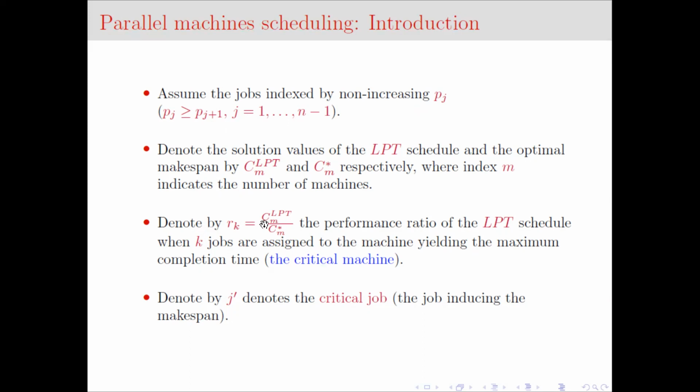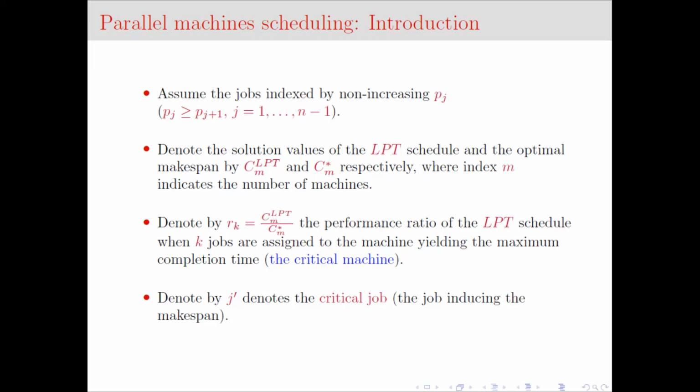But actually, there are a bunch of results that say we're interested in what we call R_k, which is the ratio we get if the LPT solution has a machine on which the number of assigned jobs is exactly k. So if we have a solution like in the picture before, in which there were 3 jobs on the machine providing the makespan, we would talk about R3.